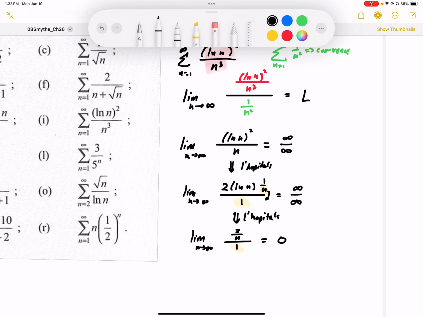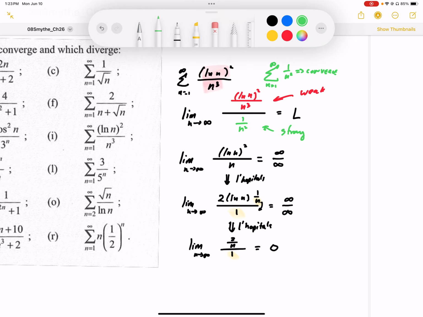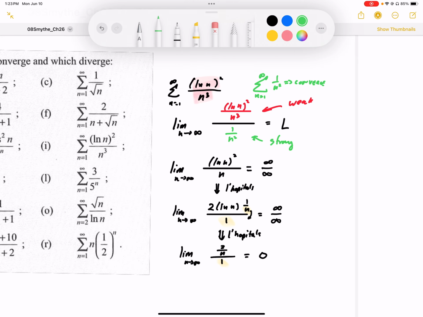What I was really looking for was some nonzero limit, which would mean that they both behave the same. However, because it goes to 0, we can say that the numerator is weaker than the denominator. So we can say that this is weak, and this is strong. We know the strong function converges. That means the weak function must converge even more. So there we have shown, by comparing it to 1 over n squared with the actual test, that this is convergent.